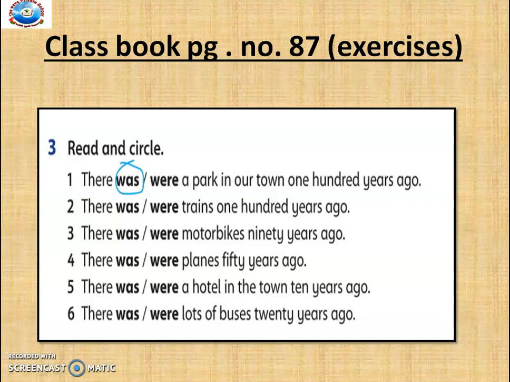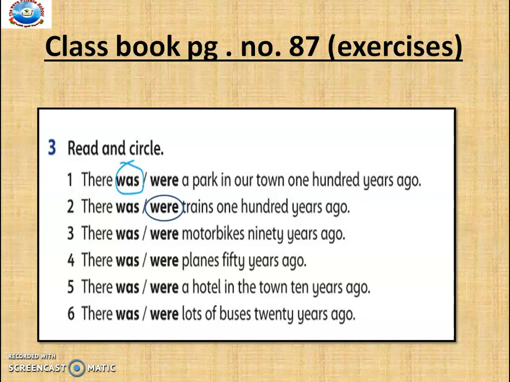Let's do the exercise given on page number 87. We will do both the exercises, exercise 3 and exercise 4. So here we do exercise 3. Read and circle. The first one is done for you. There was a park in our town 100 years ago. Next, number 2. Trains 100 years ago. So all of you with the pencil, circle the correct word. There were trains 100 years ago.